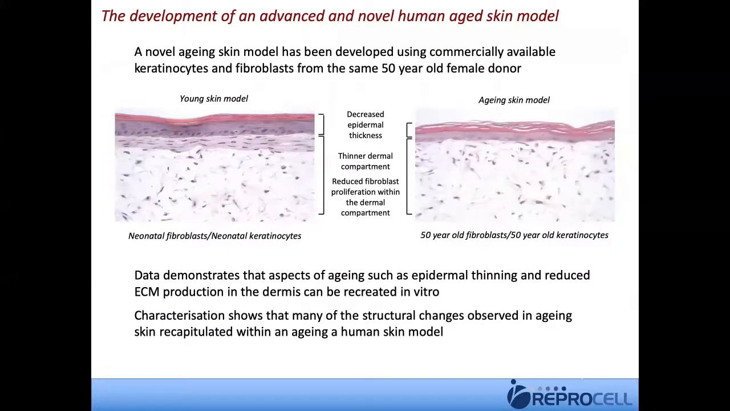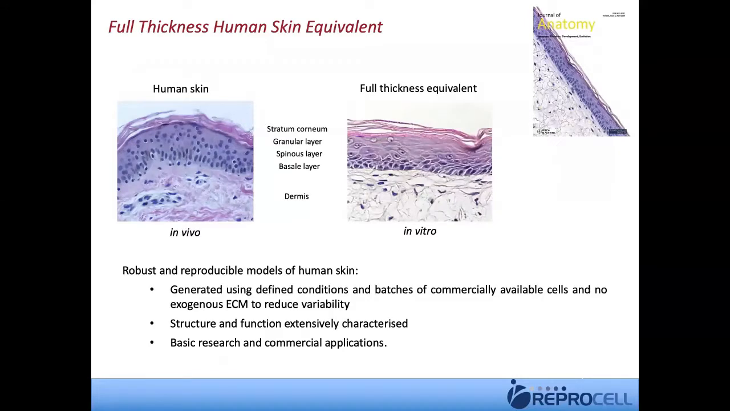And then finally for skin, we've got a situation where we can recapitulate the aging process. So using cells from aged donors, for example, we can create models where the skin epidermis is a lot thinner and there's less extracellular matrix, particularly collagen, in the dermal compartment. And this is exactly what happens during aging. So these are very useful models for different applications. So that's just a summary slide.